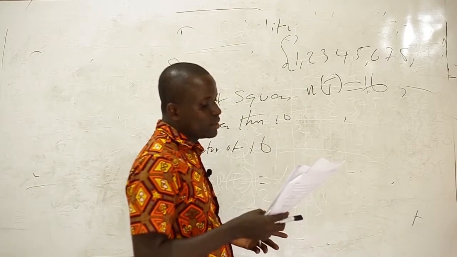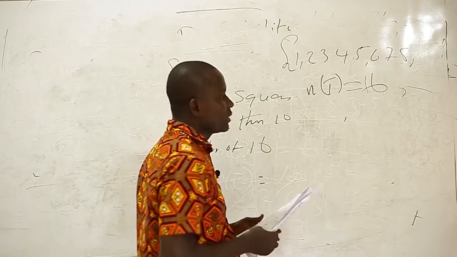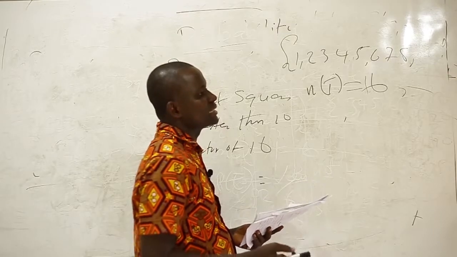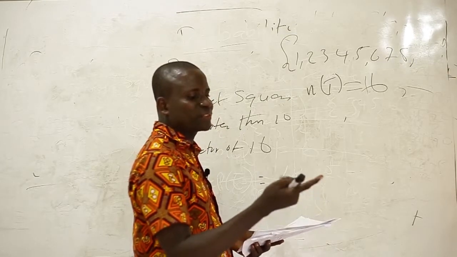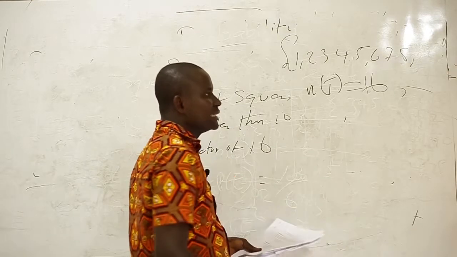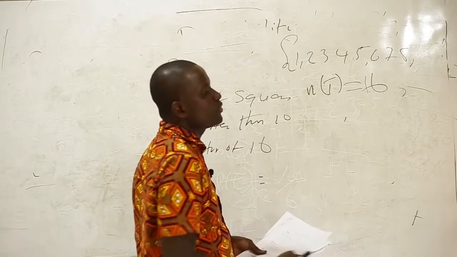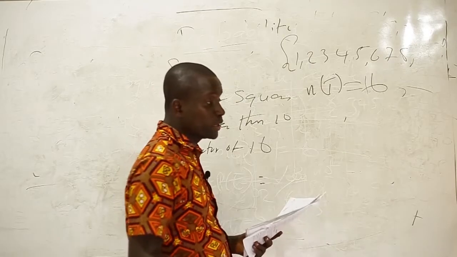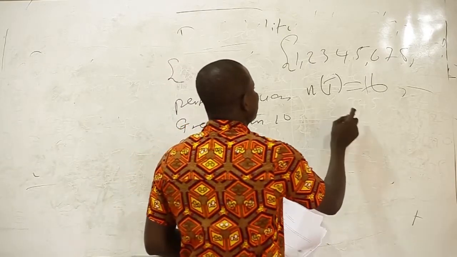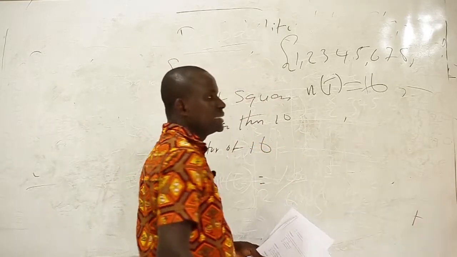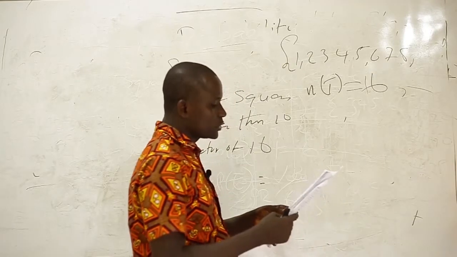Then he said a number greater than 10. What are the numbers greater than 10? Starting from 11, 12, 13, 14, 15. You list them, then you count them. If they are 5, it will be 5 over 16. If it is 6, it is 6 over 16. You have to know them: 11, 12, 13, 14, 15. You have to count them. Then that number over 16 will give you your result.